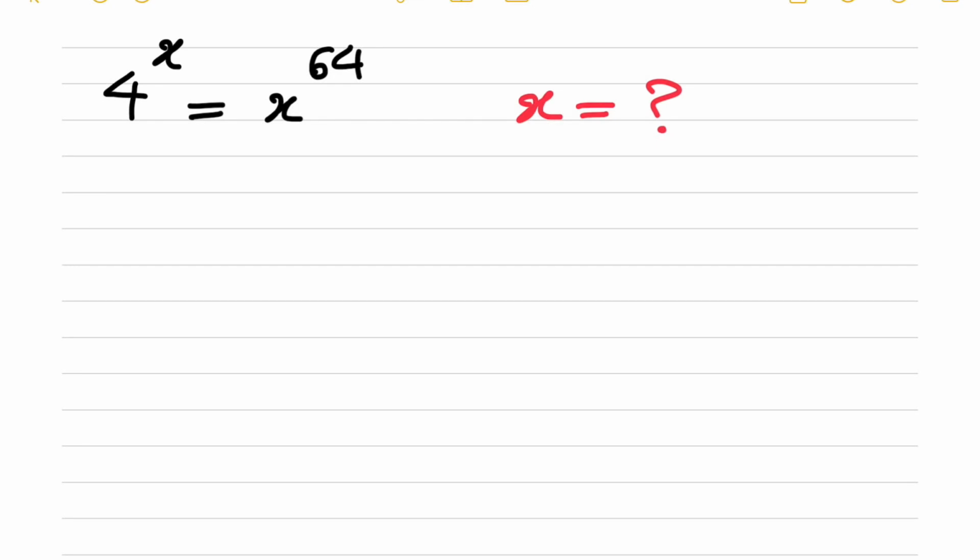Alright folks, let's jump into another problem. This one's all about this equation where we have 4 to the x is equal to x to the 64, and let's figure it out.